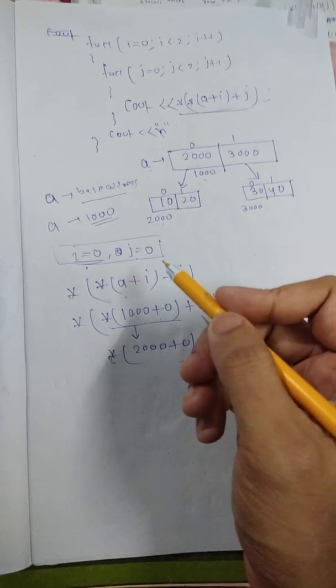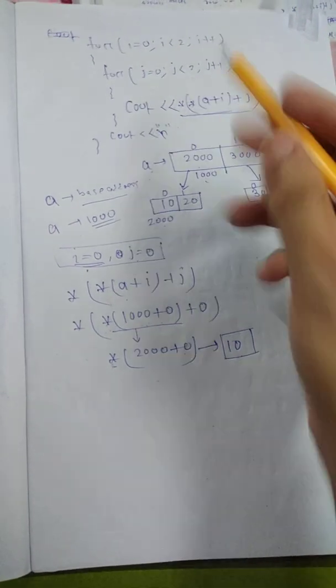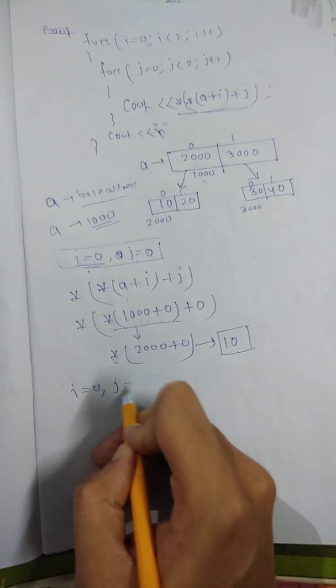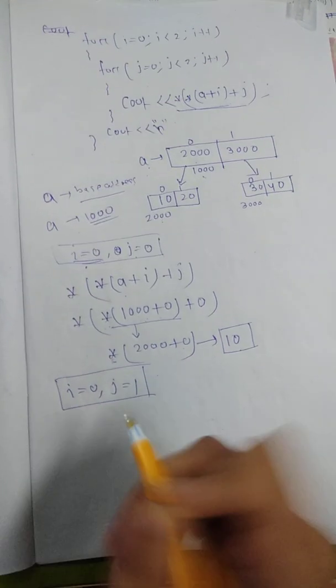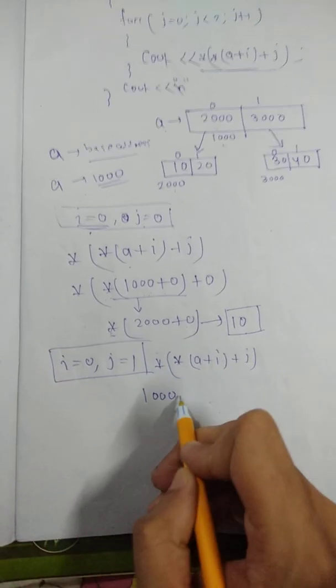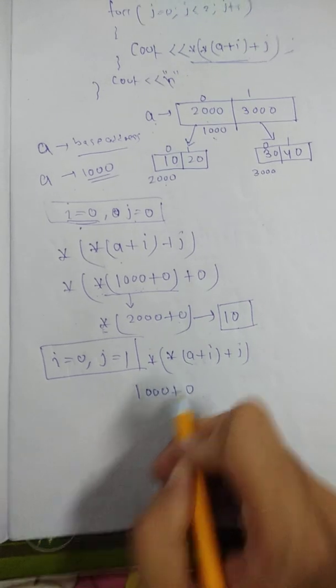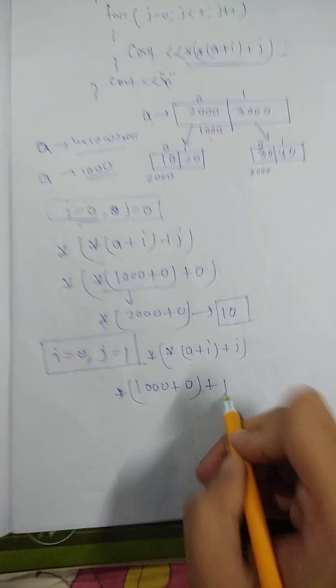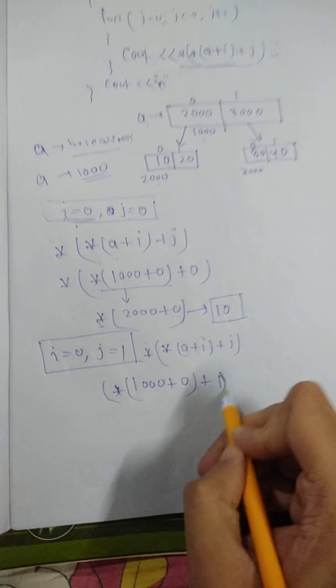Next, what happens? Then the inner loop value will be incremented. J value will be incremented. I equal to now 0, J value equal to 1. See, then what is the result? So here what am I writing? Here 1000, A value, I value is 0, that is star, plus J value equal to 1, then whole star.